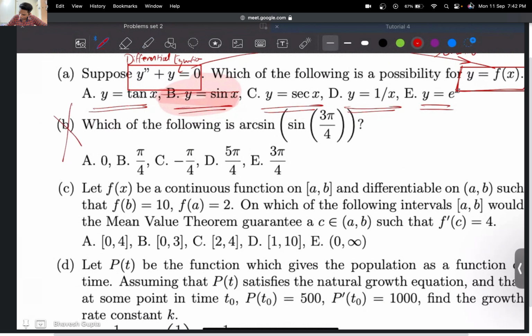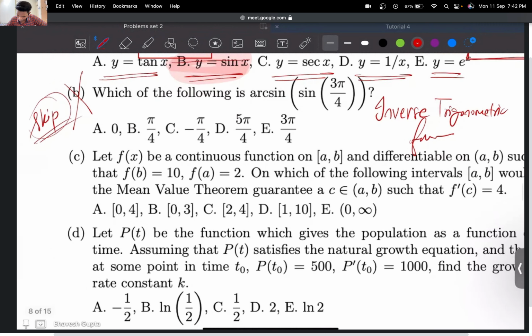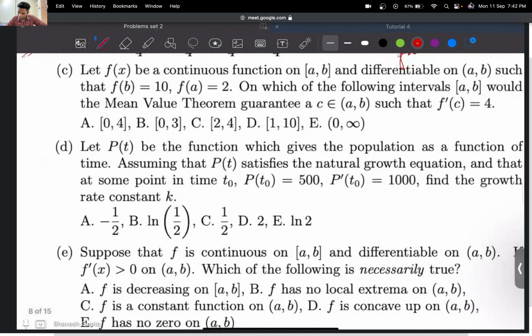The next part they have asked, we can skip this part because this has to do with inverse trigonometric functions. So we will skip this. We will not solve this problem. It's not part of our course.